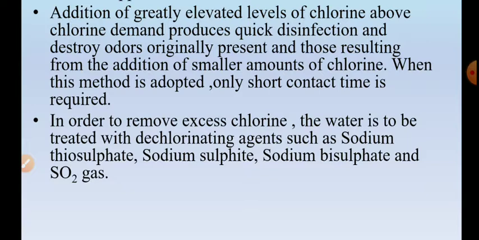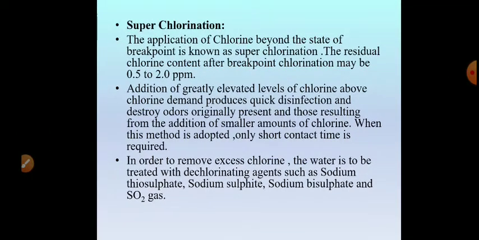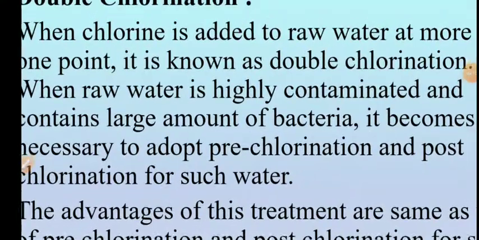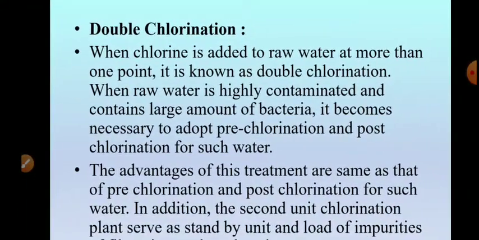But when you add chlorine in excess, or when you perform superchlorination, too much residual chlorine is present, and hence to remove the excess chlorine, superchlorination has to be followed by addition of a dechlorinating agent. So in order to remove excess chlorine, the water is to be treated with dechlorinating agents like sodium thiosulfate, sodium sulfite, sodium bisulfate and SO2 gas. So we can add any of the dechlorinating agents like sodium thiosulfate or sodium sulfite or sodium bisulfate or SO2 gas. So superchlorination has to be followed by addition of a dechlorinating agent to remove excess chlorine.